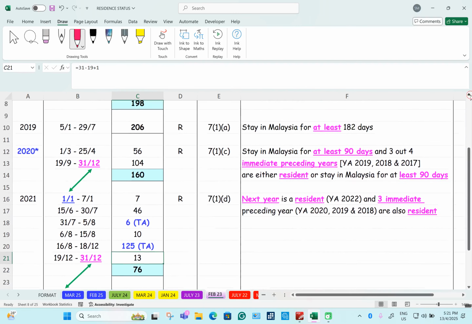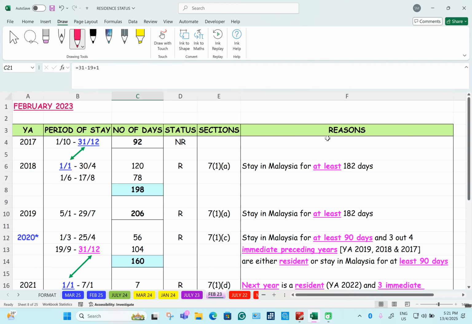Alright, 2020 guys. Let's try C. Okay, let's try C. What is C? First condition, stay in Malaysia for at least 90 days. Yes, first condition is met.